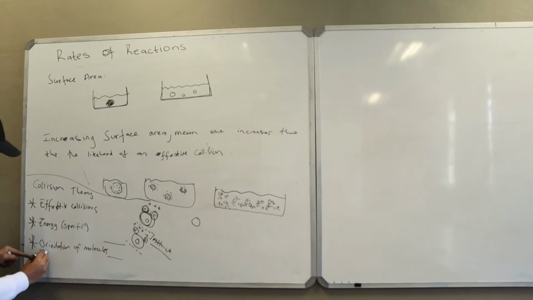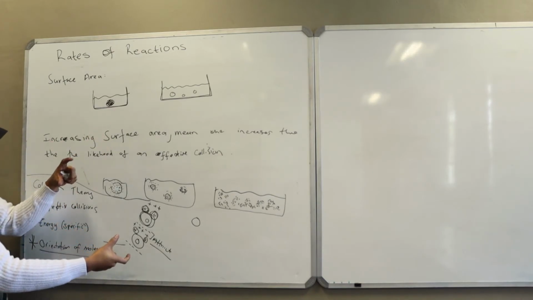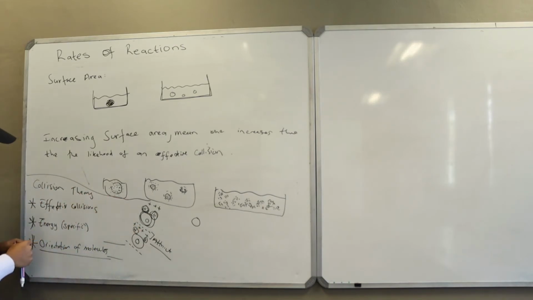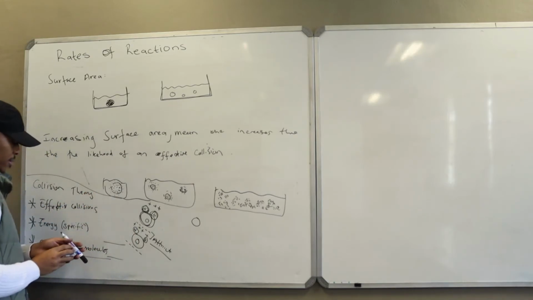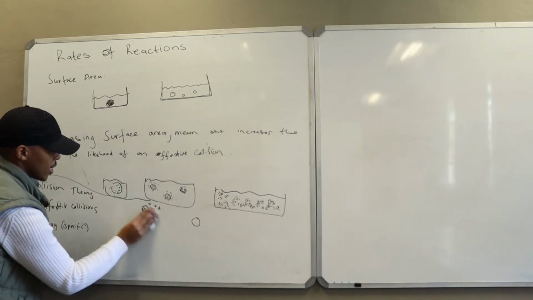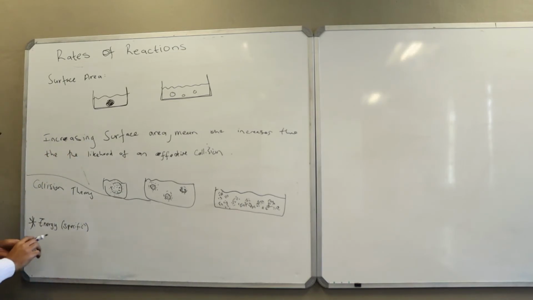So that's what orientation means. Orientation is which way the molecules are facing when they're colliding. So 3 things: effective collisions, they must collide at a specific energy, and they must collide at a specific orientation. Now let's talk about this specific energy. It has a particular name that they call it.